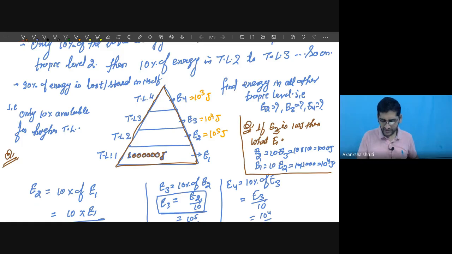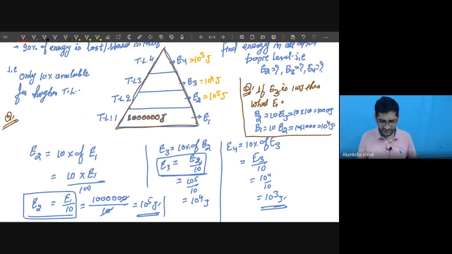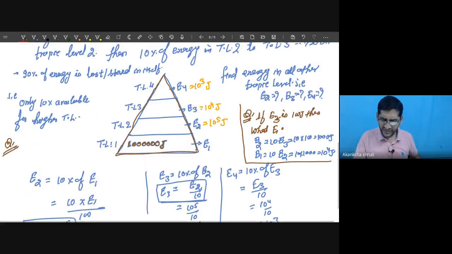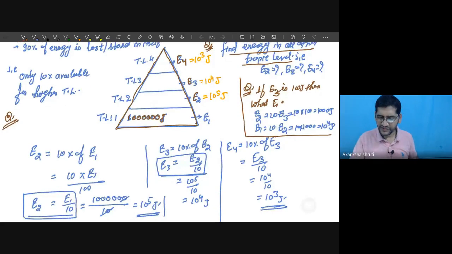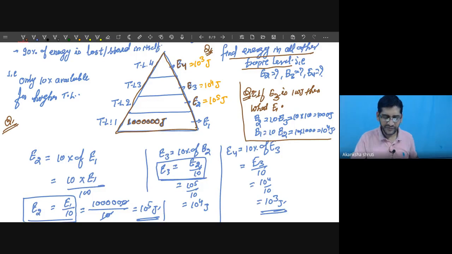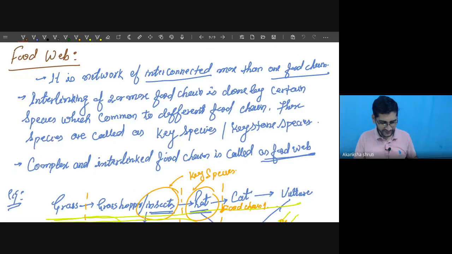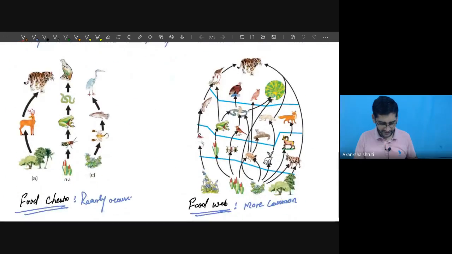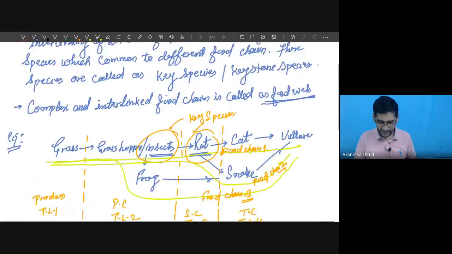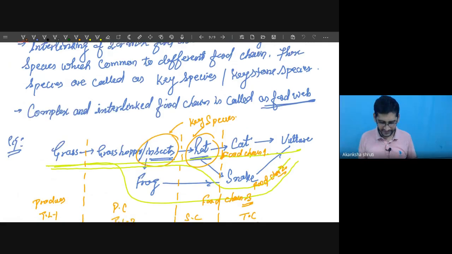So this was all about it. Please do not forget any of these concepts we have discussed. So find this energy in all other trophic levels. This was the question ultimately, our question number 2. So energy calculation is also asked. Lastly we had explained the food web. The food web is the interconnection of many food chains, and this food web is more common. Other rules, the 10% rule and everything, remain the same.